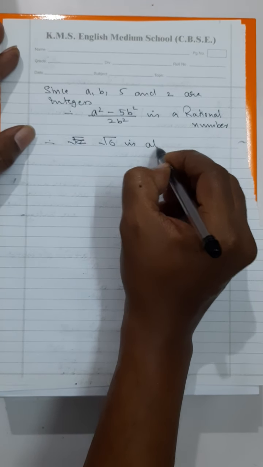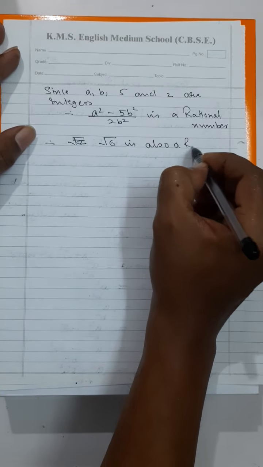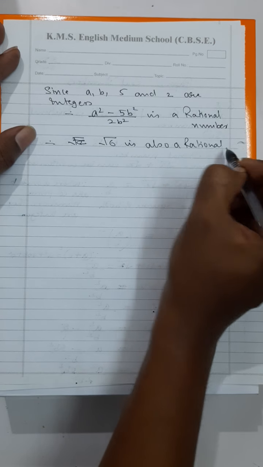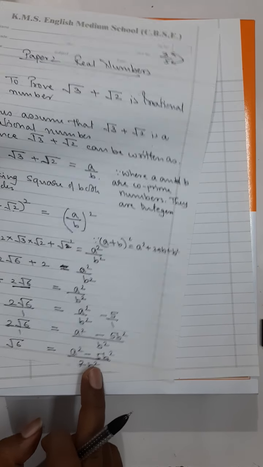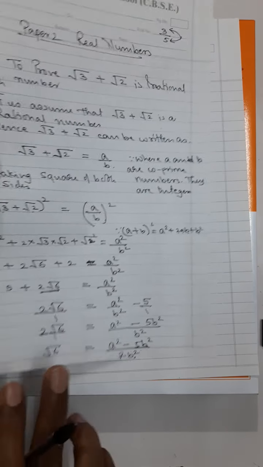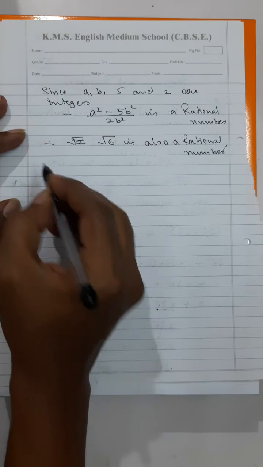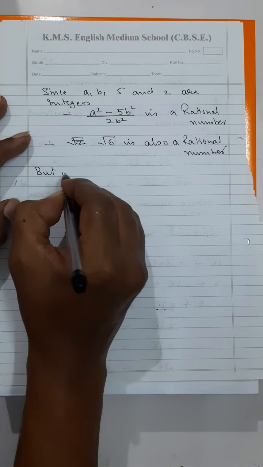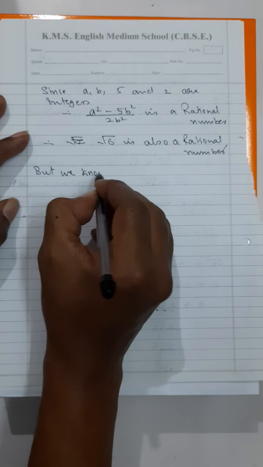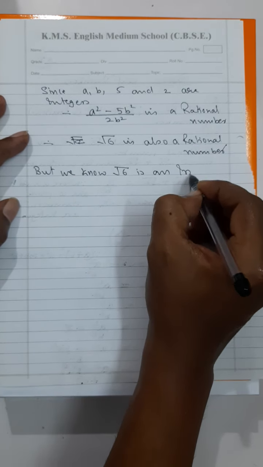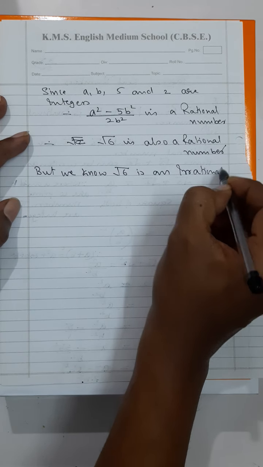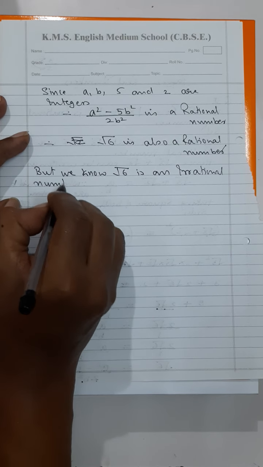is also a rational number. Fine, because root 6 is equal to this. If this is a rational number, then root 6 also has to be a rational number. But we know root 6 is an irrational number.